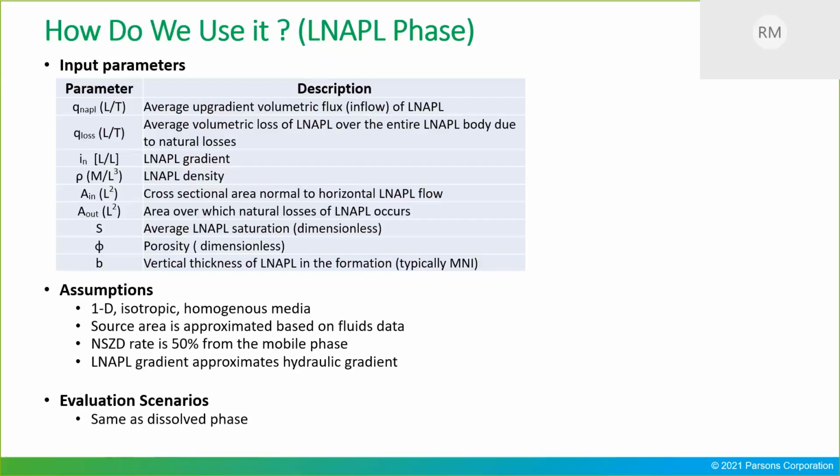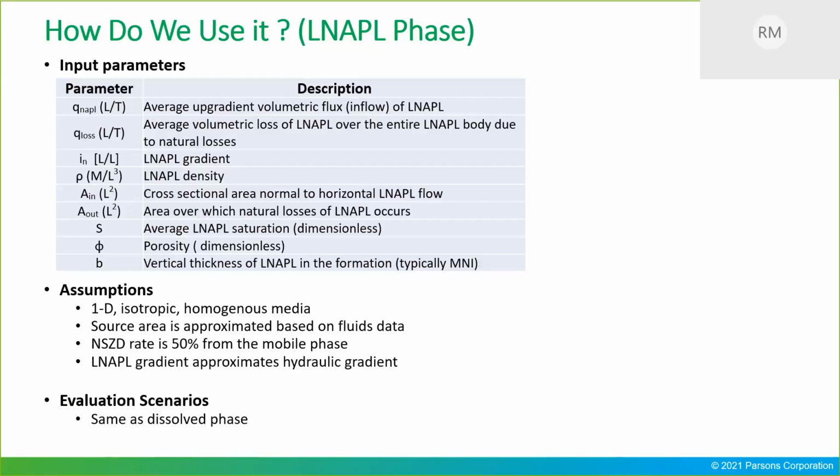There are just two specific assumptions associated with the NAPL phase itself. The first is the NSCD rate. We do have site-specific data, but the assumption is that the actual rate is only 50% from the mobile phase. The NAPL source is being degraded from both the residual phase and the mobile phase, but because we are talking about plume migration, we are only looking at the mobile phase. We're saying that 50% is a reasonable approximation based on the body of knowledge we have.